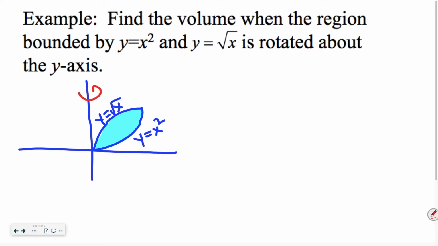So we're rotating about the y-axis, and since we're rotating about the y-axis, we're going to need horizontal rectangles with thickness dy. Which means those equations that I just wrote in blue aren't going to do us much good because we need to be in terms of y. So instead of y equals x squared, what should we write this as? x equals radical y. And instead of y equals radical x, we would have x equals y squared.